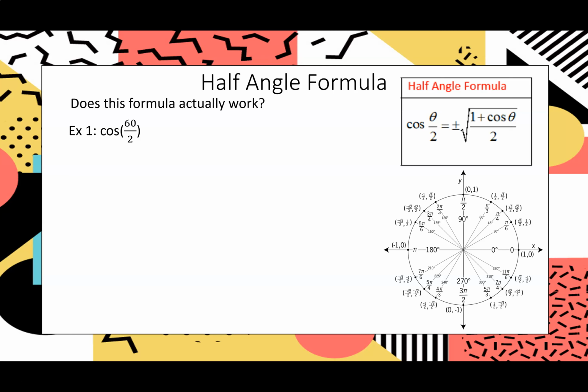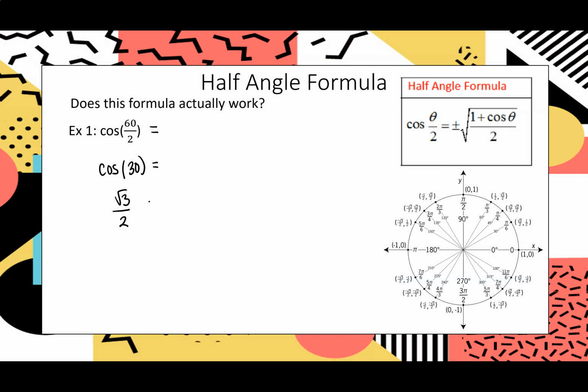So if we've got cosine of 60 over 2, what's my theta? Well, you can see with the formula that the theta is that value on top. Let's actually figure out, does this formula work? To do that, I'm going to simplify my cosine of 60 over 2, and obviously 60 over 2 is 30. Well, what is cosine of 30? That's the square root of 3 over 2.